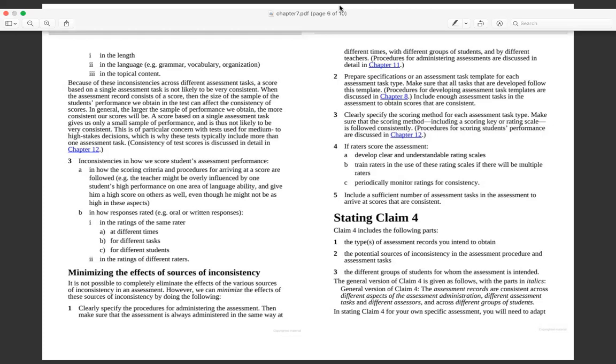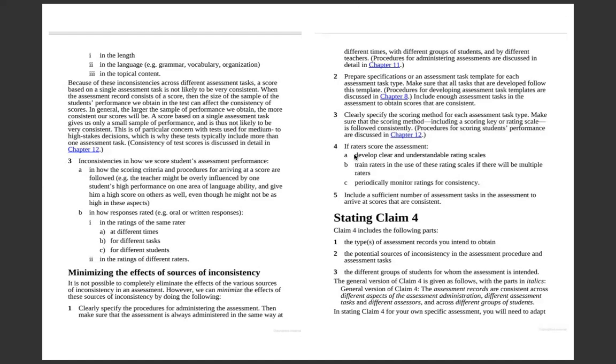Then you have a little explanation, where the author tells you to remember that the assessment records are consistent. The assessment records have to be consistent across the different aspects of the assessment administration, different assessment tasks, different assessors, and across different groups of students. So in other words, your assessment has to be clean of any suspicion of inconsistency.